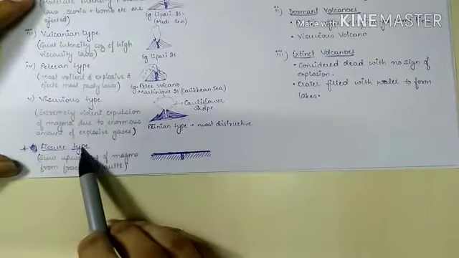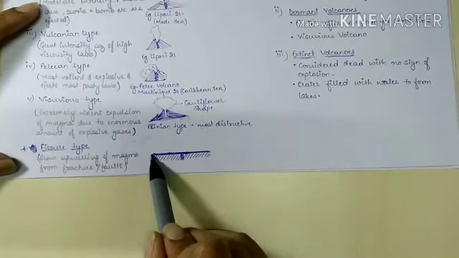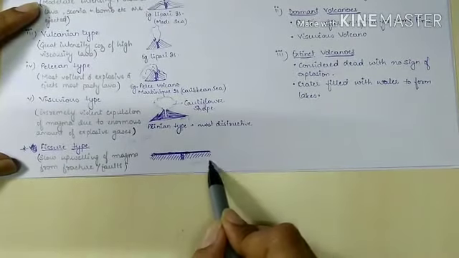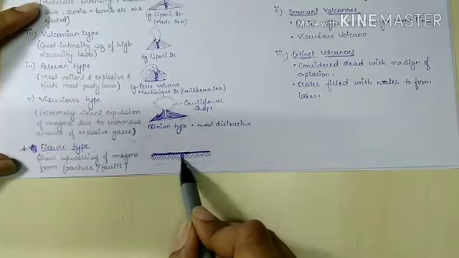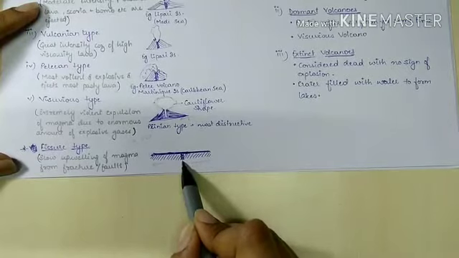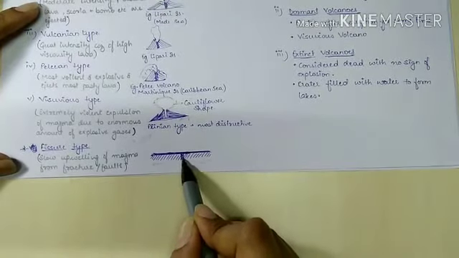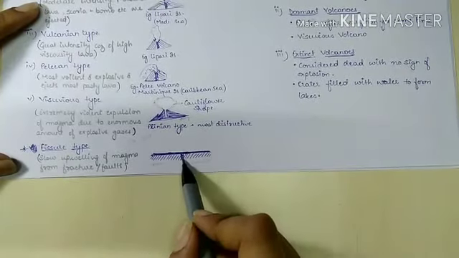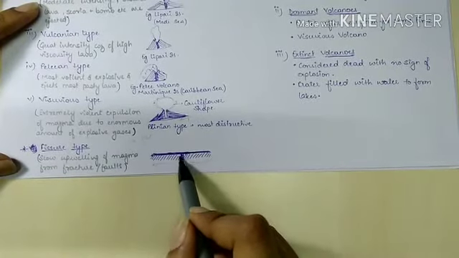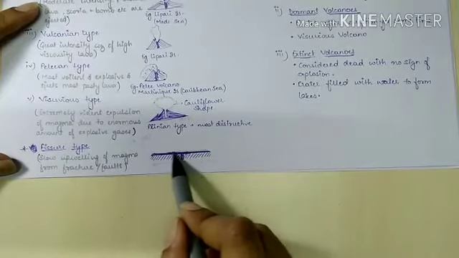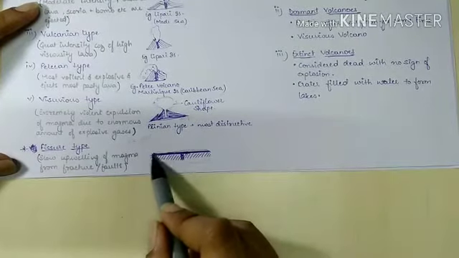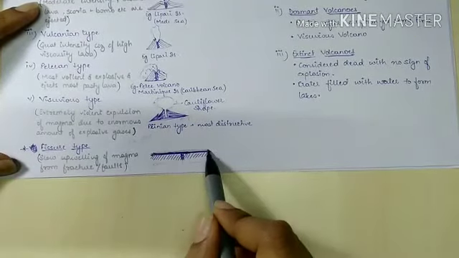Next is the fissure type of volcano. Fissure type volcanoes are basically found in divergent plate boundaries. So here what happens is fractures or faults are formed. Along these long fractures and faults, there is slow upwelling of magma, and this lava gets accumulated and cools down.